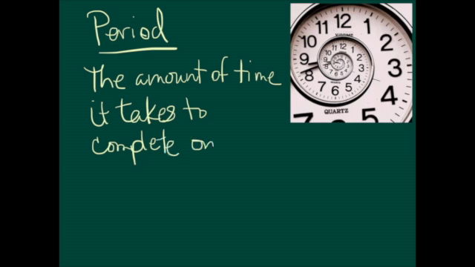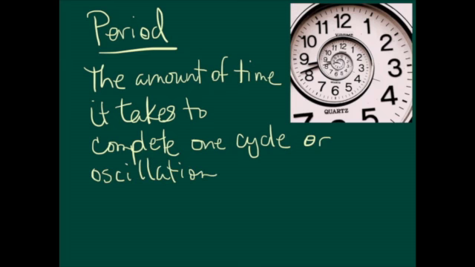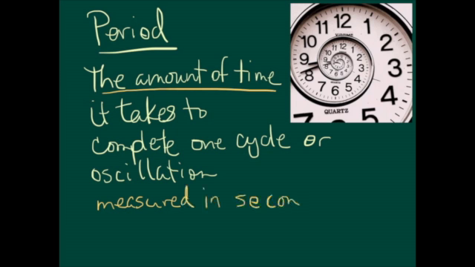Now let's look at a couple of wave characteristics that don't appear on our diagram. The first of these would be period. Period is the amount of time that it takes to complete one cycle or oscillation. So basically it's how long it takes for one complete wave, one complete cycle, one complete oscillation to pass by a specific point. Since period is the amount of time that it takes for this to happen, it is measured in seconds.